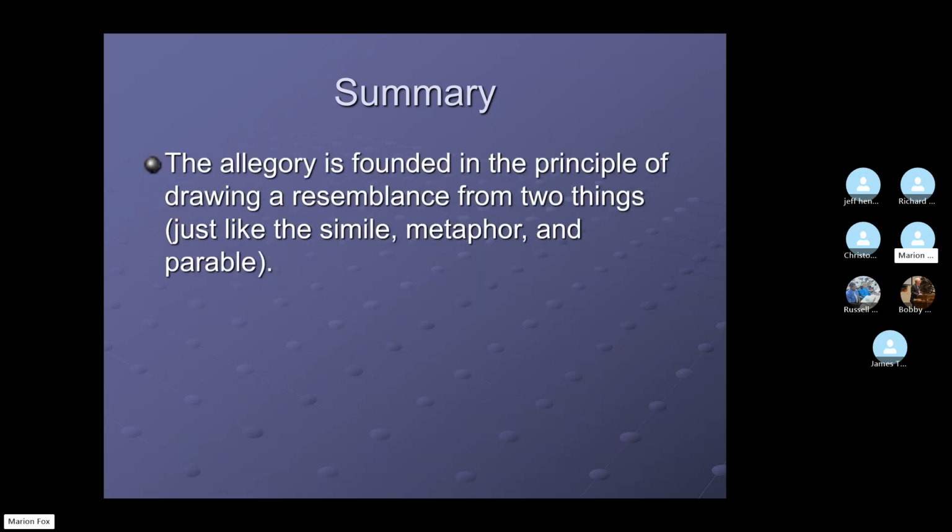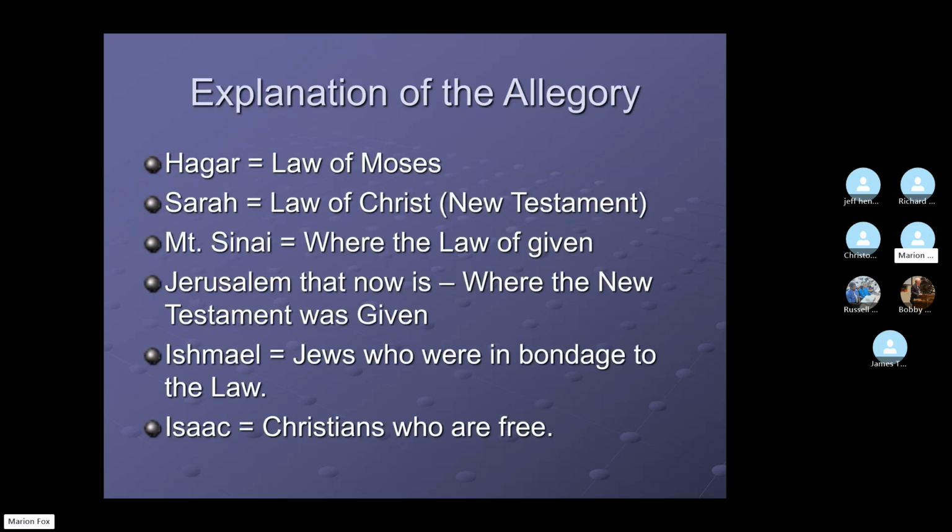Allegory is founded in the principle of drawing a resemblance from two things, just like the simile, metaphor, and parable. Let me back up to our allegory of Galatians 4:21-31. We're studying the book of Galatians on Tuesday night, and we'll have the full explanation of this passage when we get to chapter 4; we'll go through it in great detail. So we haven't done it here, and I will call your attention to that. There are several questions that have to be answered, and we're just not going to take the time to do it here. But it will be done, probably around February or March of next year, Lord willing.